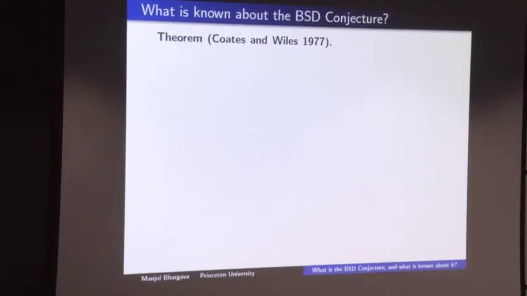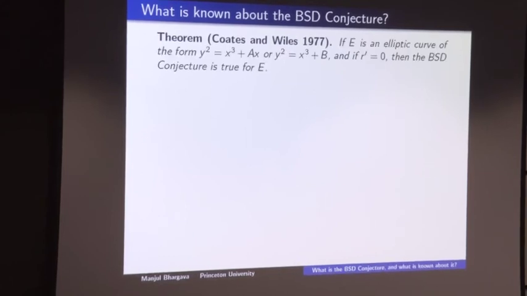One of the very first theorems about the Birch and Swinnerton-Dyer conjecture was proven by Coates and Wiles in 1977. They looked at very special elliptic curves, those that are said to have complex multiplication. Here are two examples: they treated the elliptic curves y squared equals x cubed plus ax for any a, and also y squared equals x cubed plus b for any b.